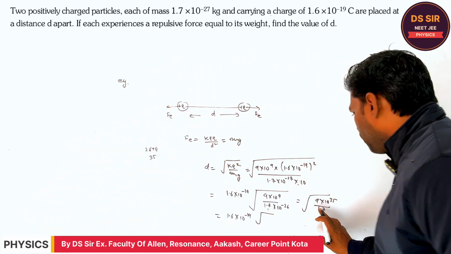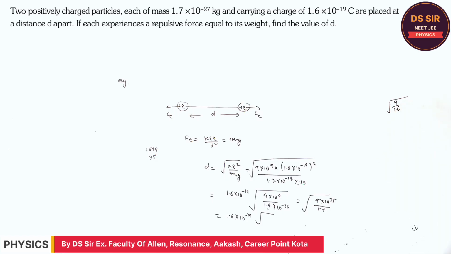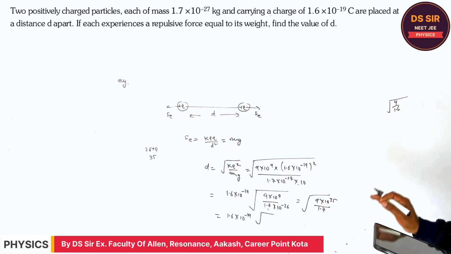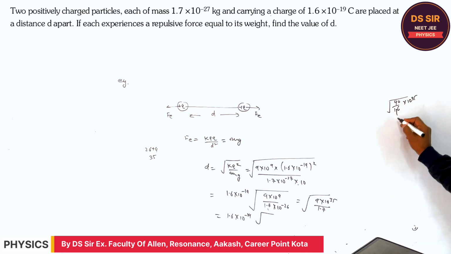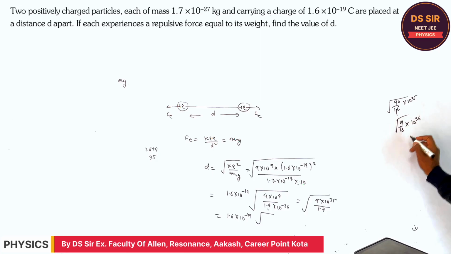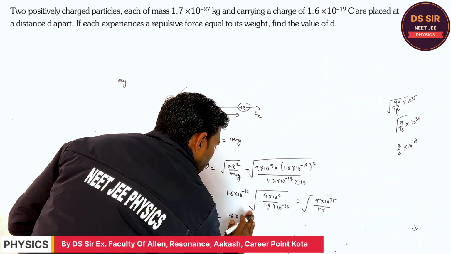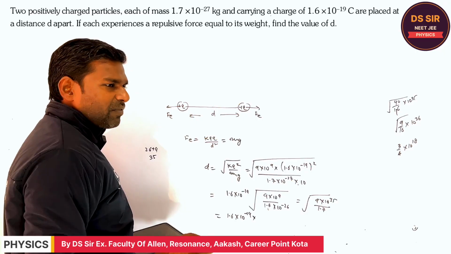Listen one thing, for simplification, I am assuming this 1.6, right? So a little difference will be there, but it is not very much. Into 10 to the power 35. So this is 9 into 6, 9 upon 16, 10 to the power 36. So 3 upon 4 into 10 to the power 18. Are you getting or not? So it is the way to do the calculation in a very fast way.